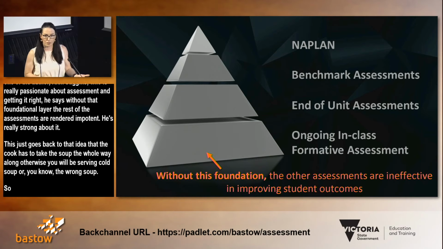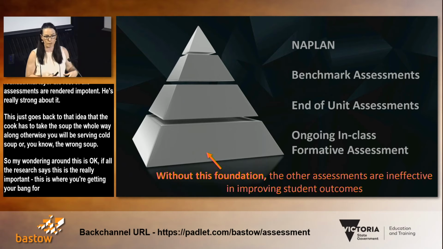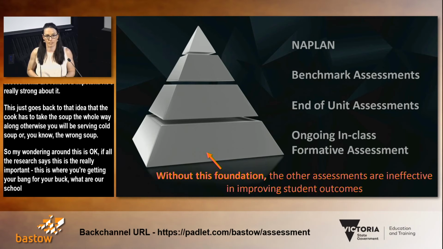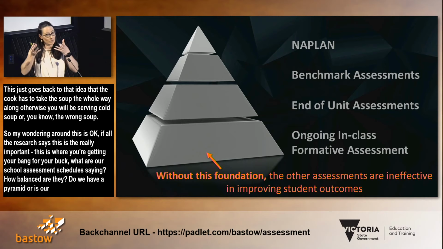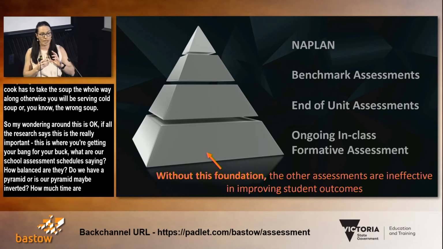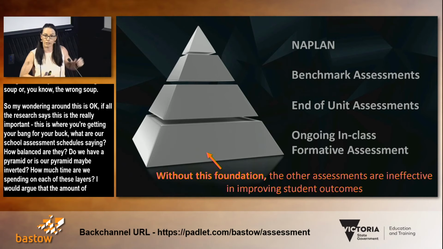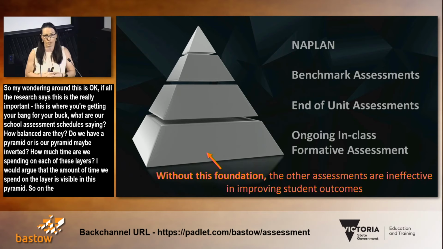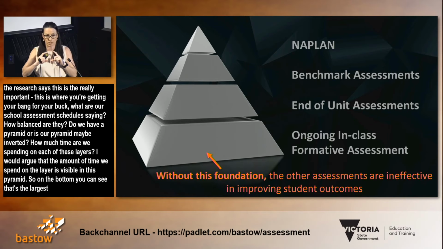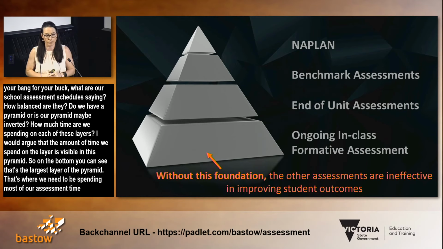So my wondering around this is, if all the research says that this is really important, this is where you're getting your bang for your buck, what are our school assessment schedules saying? How balanced are they? Do we have a pyramid, or is our pyramid maybe inverted? How much time are we spending on each of these layers? And I would argue that the amount of time we spend on the layer is visible in this pyramid. On the bottom, you can see that's the largest layer of the pyramid. That's where we need to be spending the most of our assessment time.